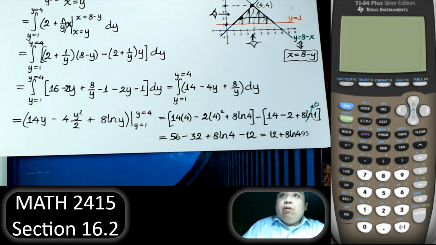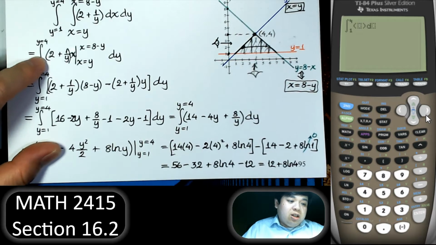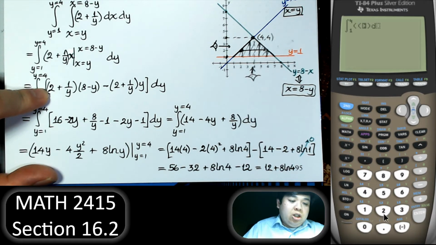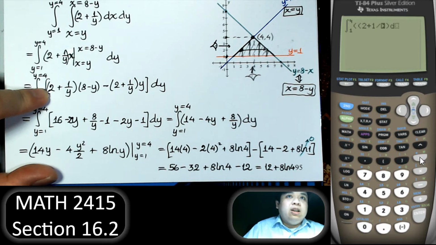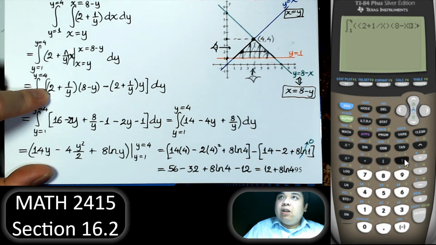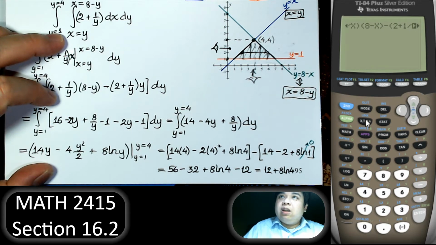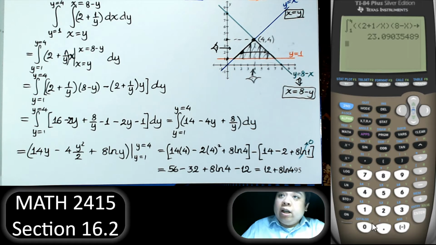Right. For this one, of course, we can just check. Right, let's go from 1 to 4. The integral, I will start all the way from the beginning. 2 plus 1 over x, I use x instead of y, times 8 minus x minus 2 plus 1 over x, times dx. I close x. So about 23 point something. How about 12 plus 8 ln of 4? Yeah, so it looks like we did it correctly.